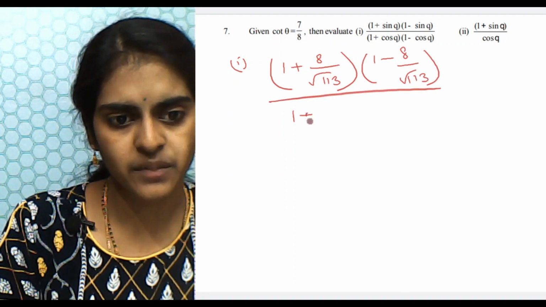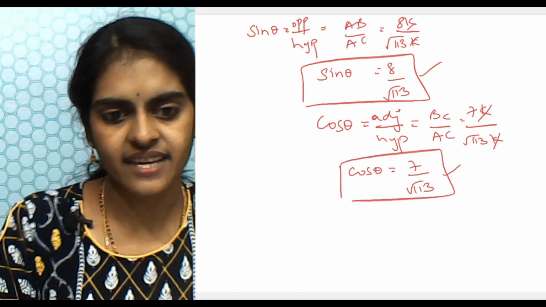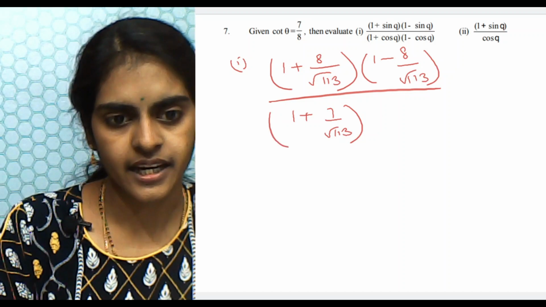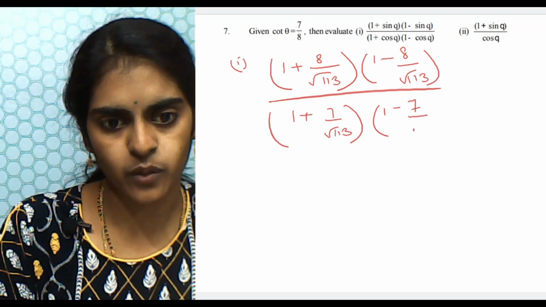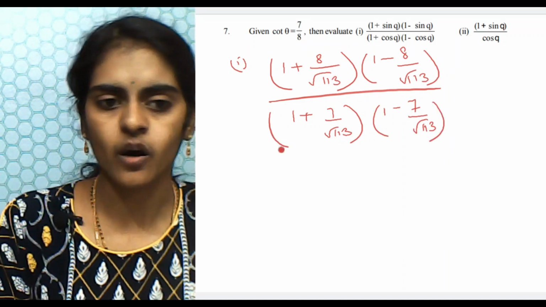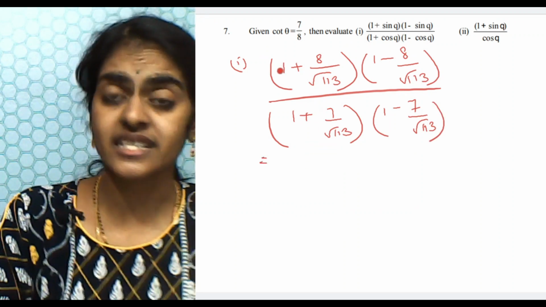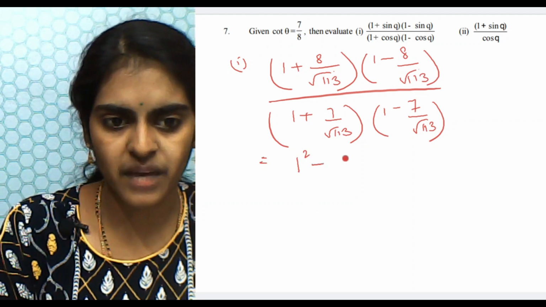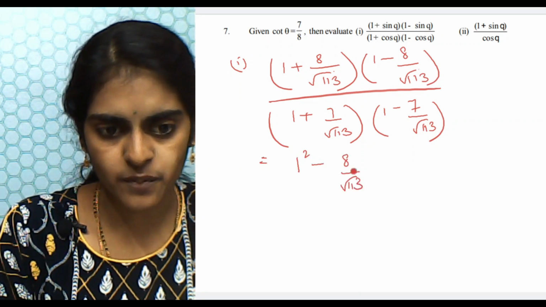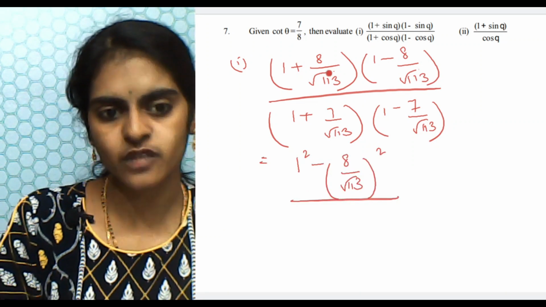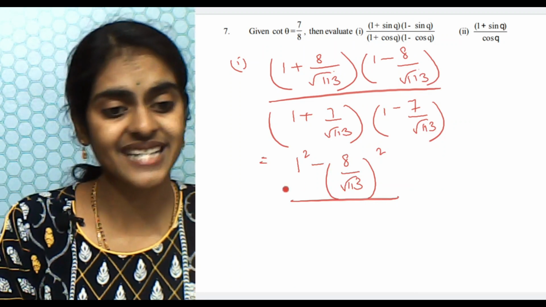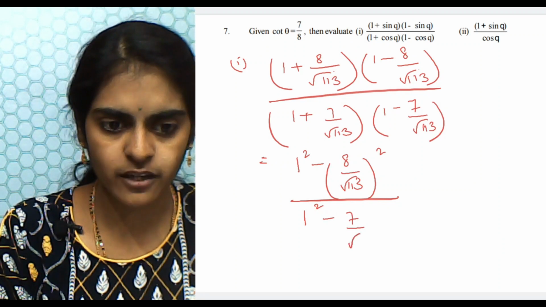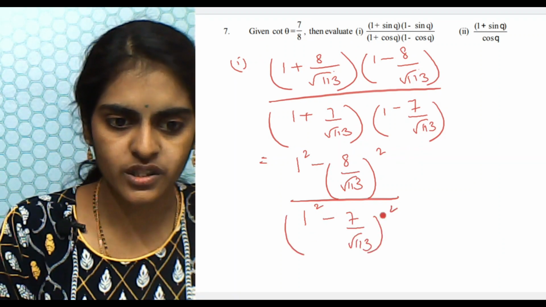Divided by 1 plus cos theta is what? 7 upon root 113. So this is 7 upon root 113 into 1 minus 7 upon root 113. This is in the form of a plus b into a minus b, isn't it? So let us write a square minus b square. Got my point? So here it is 1 square minus 7 by root 113 whole square.